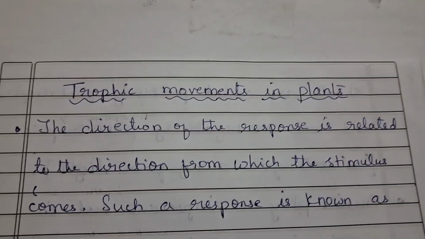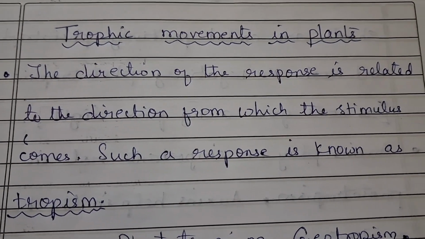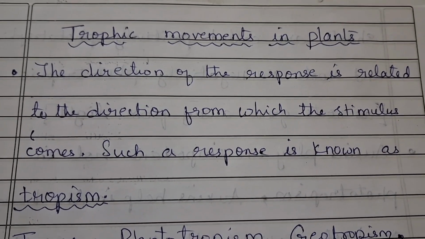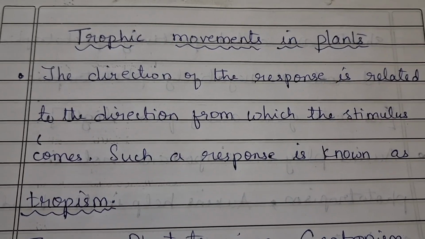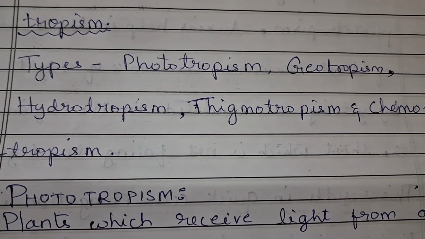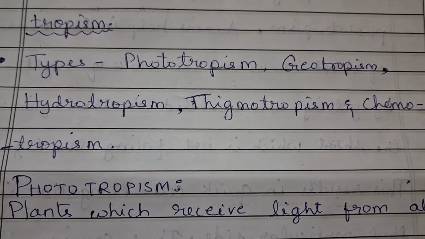Today's video is about tropic movements in plants. The direction of the response is related to the direction from which the stimuli comes. Such a response is known as tropism. So there are different types of tropism: phototropism, geotropism, hydrotropism, thigmotropism, and chemotropism.